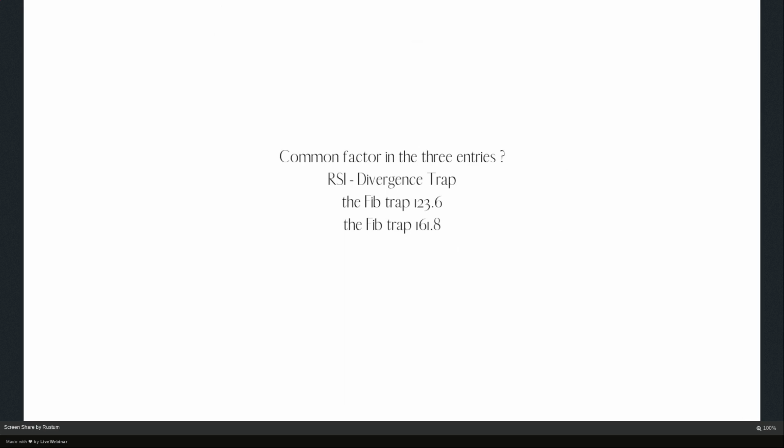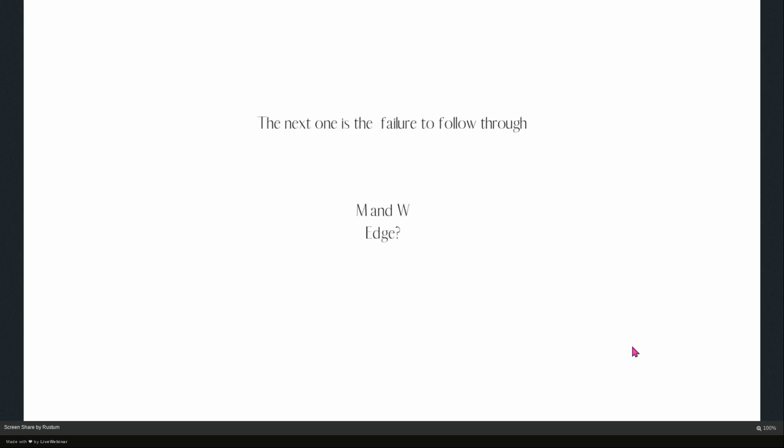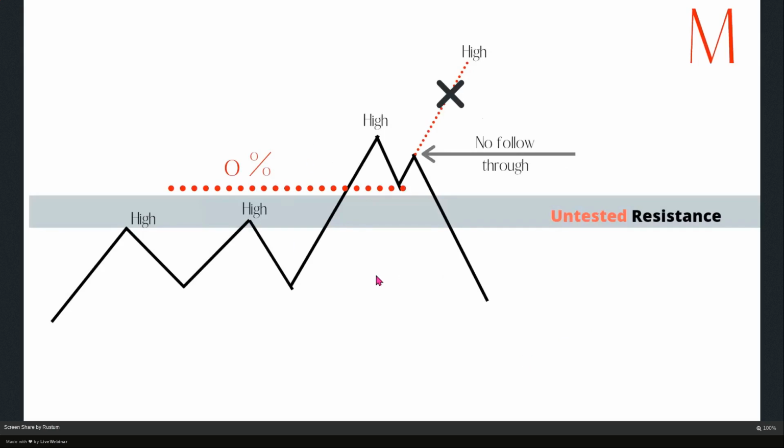So the common denominator for the RSI for these three entries is that it all follows through. The next one is the failure to follow through, the M and the W. So how are we going to qualify when it fails to follow through? That's what we need to do here. It's going to be exactly the same. There we go. It's an M, but in this case, it doesn't follow through. The red dots here denote a follow through. So it's not following through, but where does it stop then?